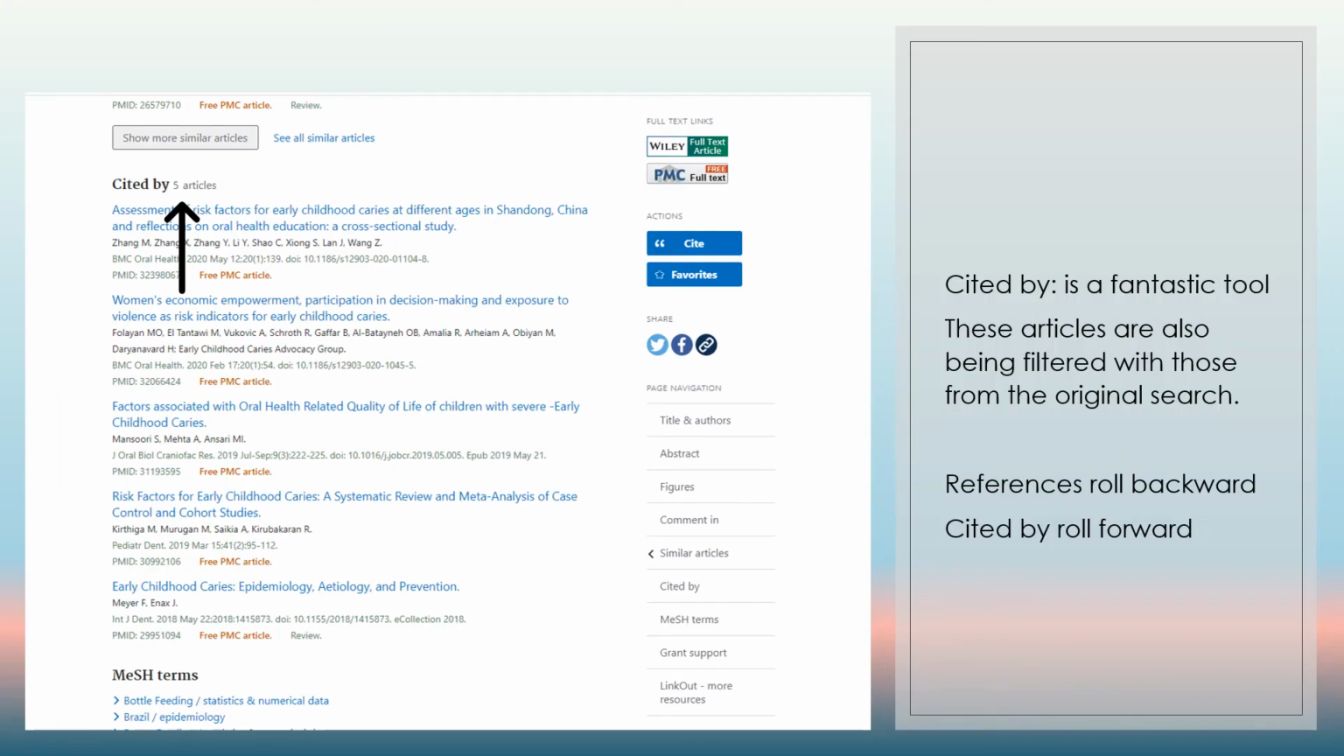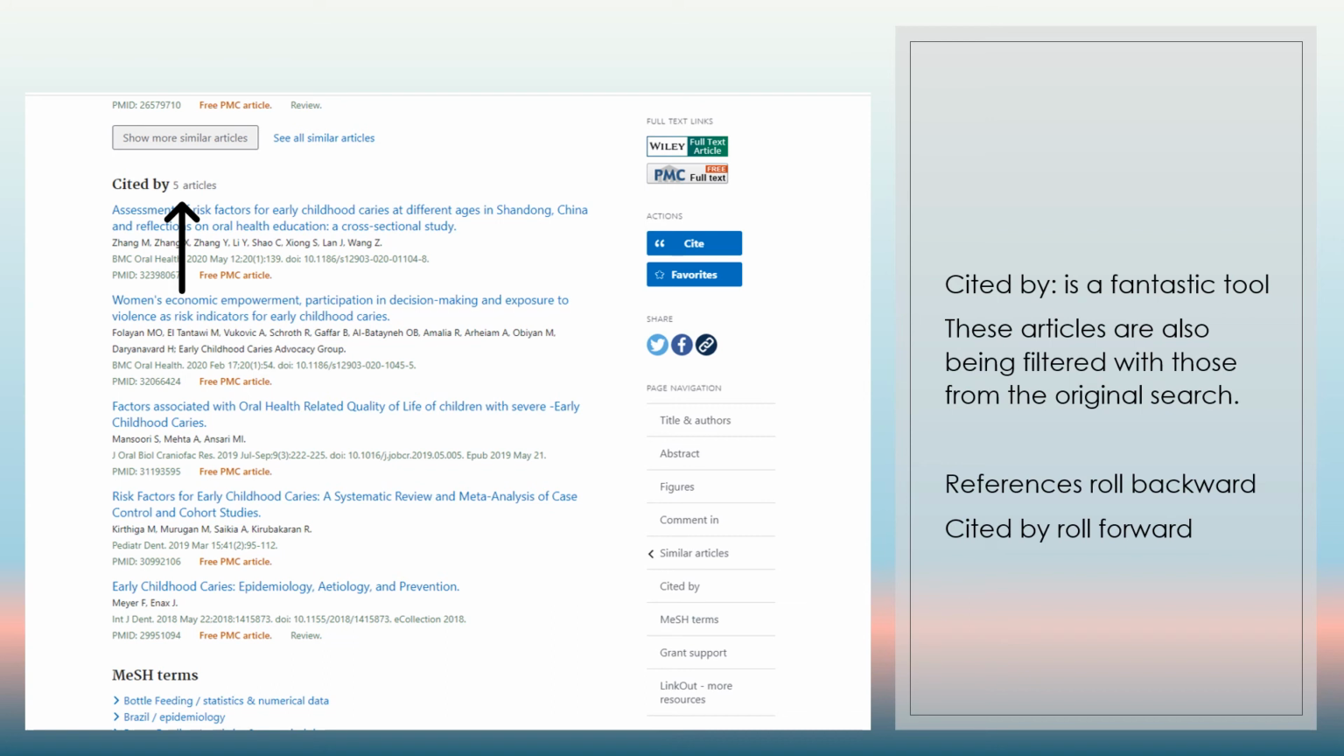All right, and then this one is what that cited by list looks like. And so here you can see I had 5 articles that were cited by the feeding frequency article that I'd clicked on. That was my golden egg. And cited by is such a fantastic tool that is used by PubMed. I'm sure other databases do it as well, but man, PubMed just makes it so easy.